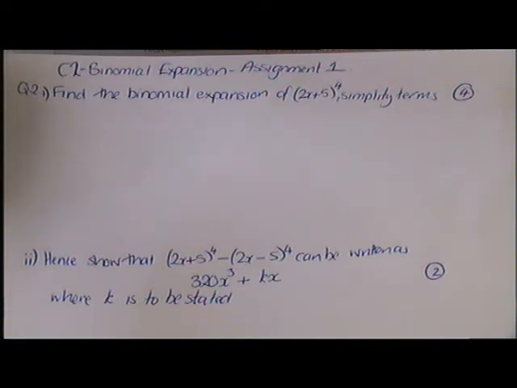We've completed the binomial expansion and the assignment that was in the booklet, so this is question 2, which I asked you to hand in. We need to use the binomial expansion to find (2x + 5)^4, simplifying the terms to pick up all 4 marks.